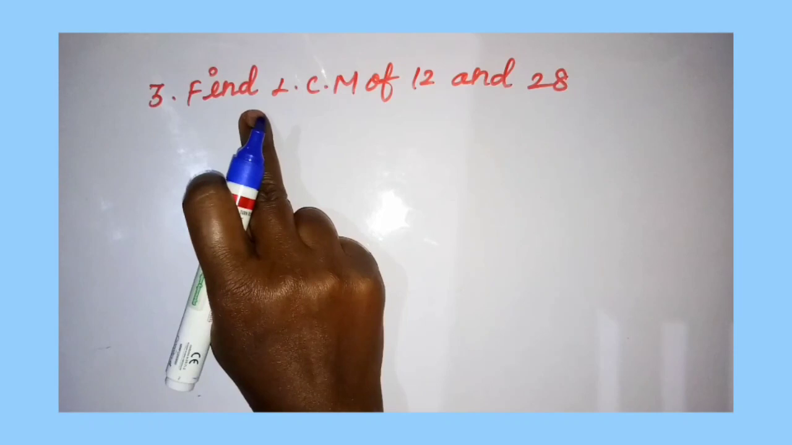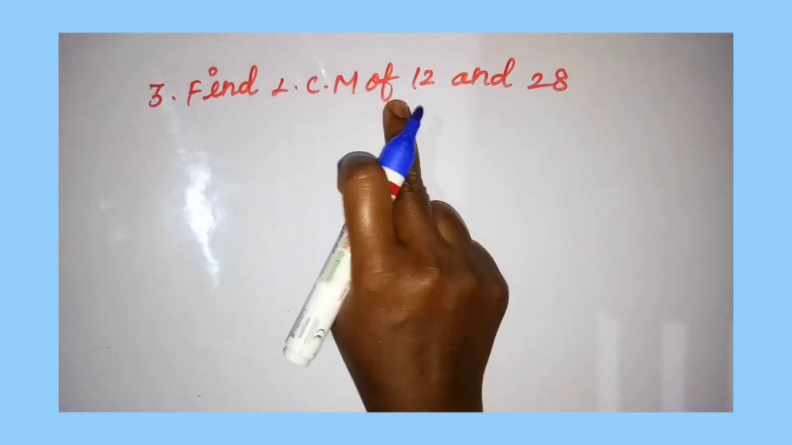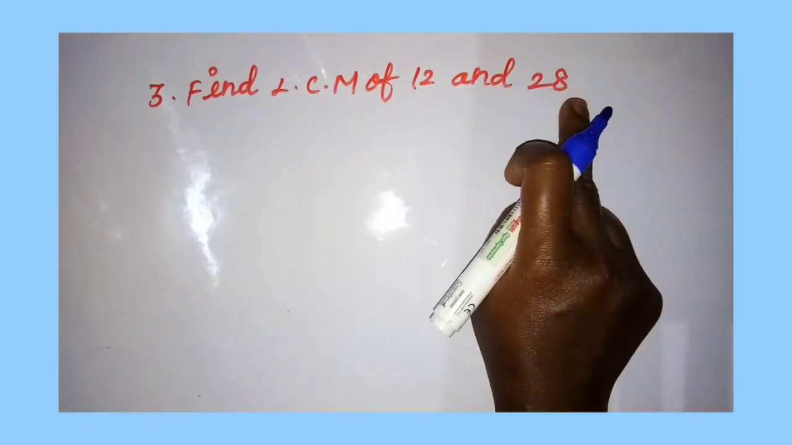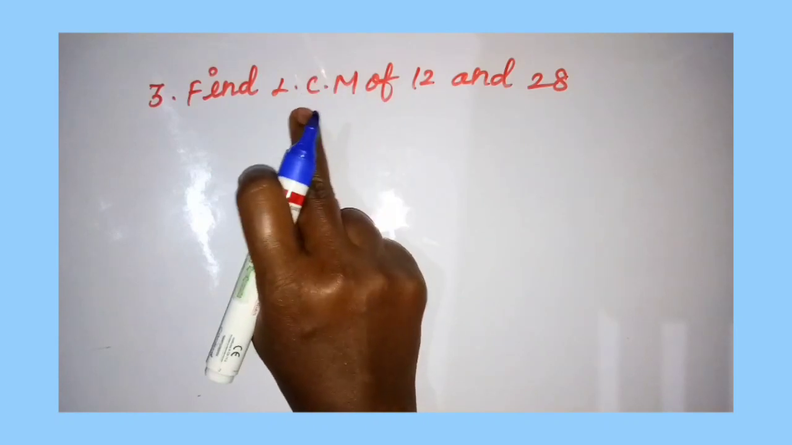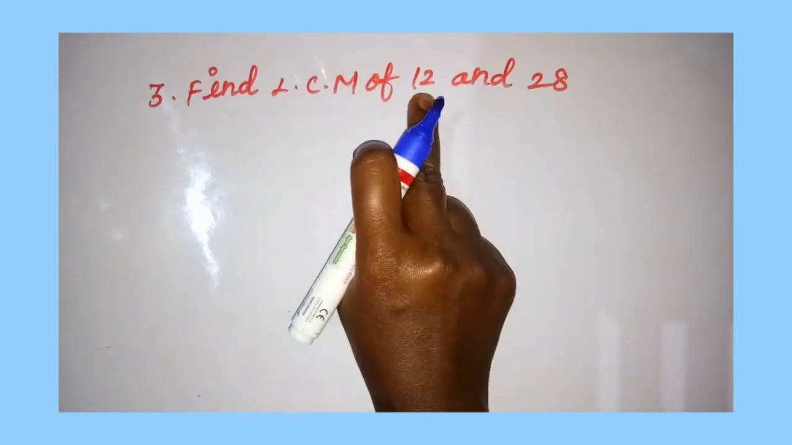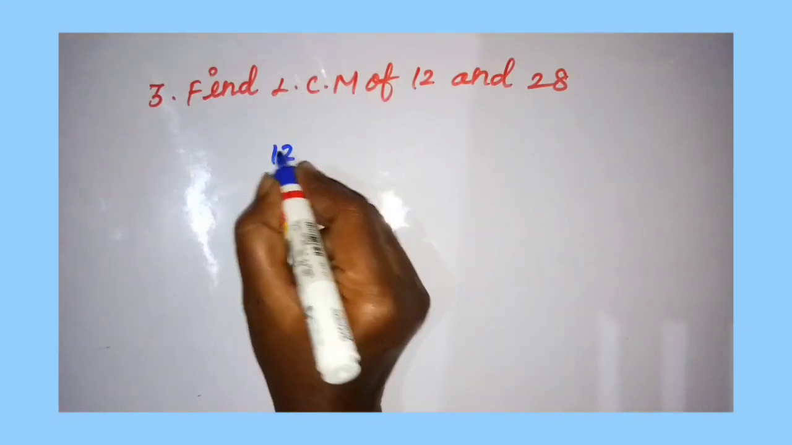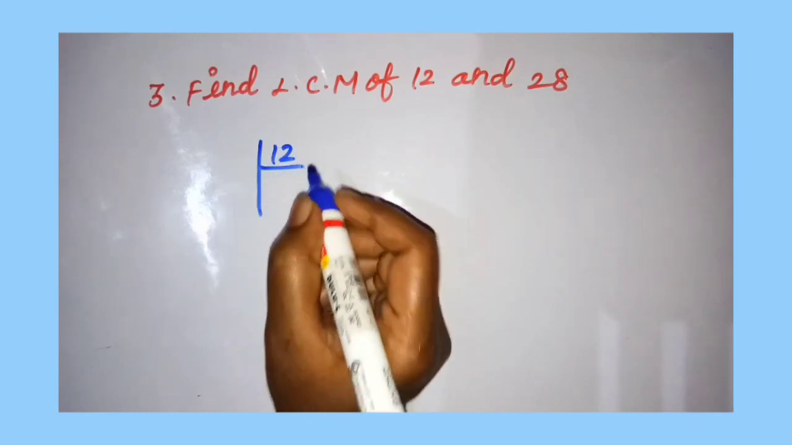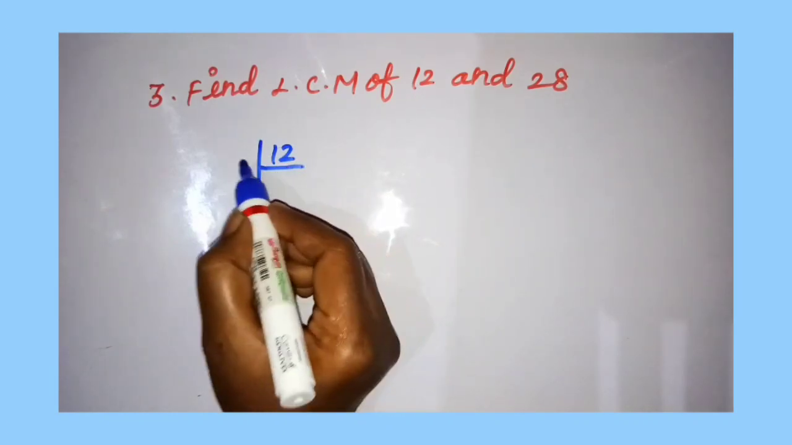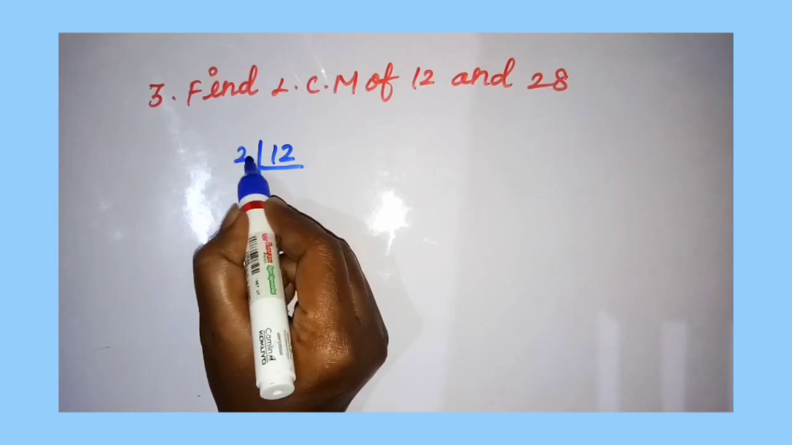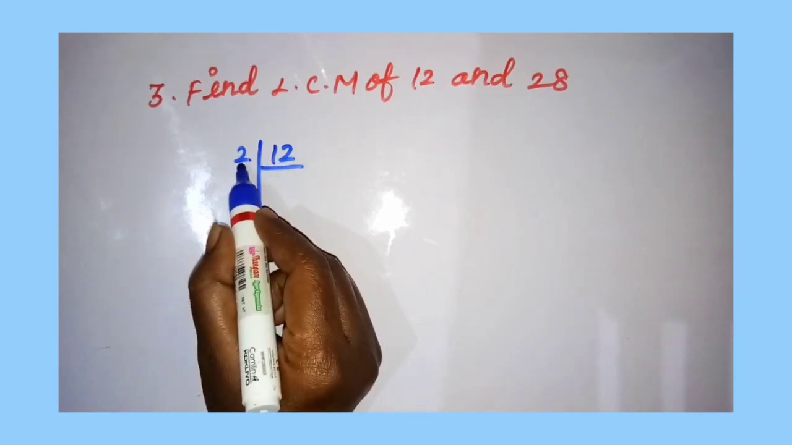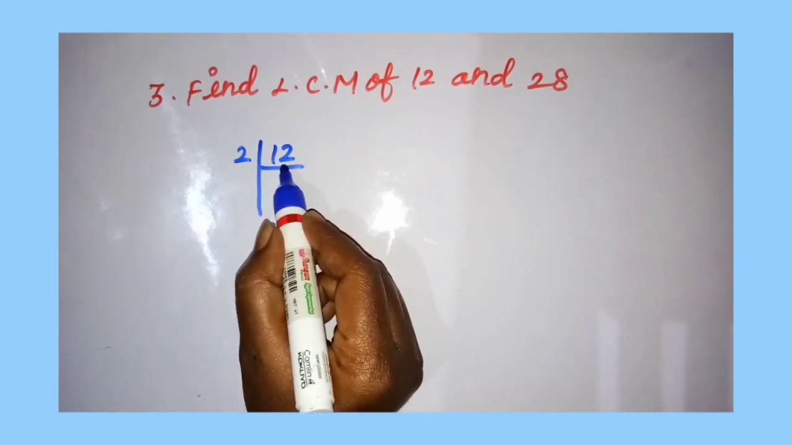Third sum, find the LCM of 12 and 28. LCM means least common multiple. First, we write 12. Take the 2 table. Which table do we have to take? The tables you have to write outside. In the 2 table, how many times does 12 come?